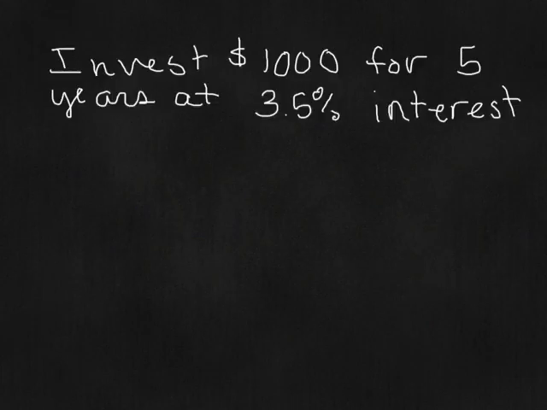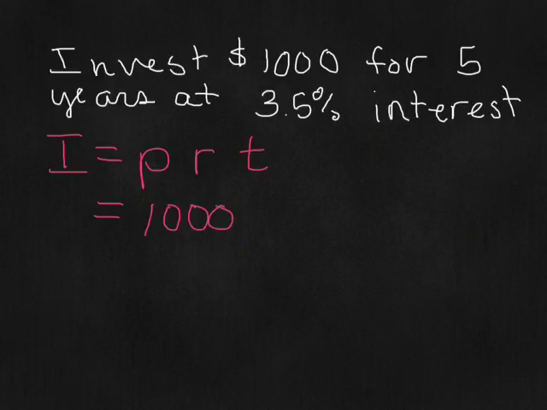If I invest $1,000 for 5 years at 3.5%, and I want to know how much interest I would earn, because this is an investment, so you're earning interest now. Again, I use interest equals principal times rate times time. So principal is the money I'm investing, so that's $1,000, times the rate. That's the interest rate. Remember, I need to write it as a decimal.